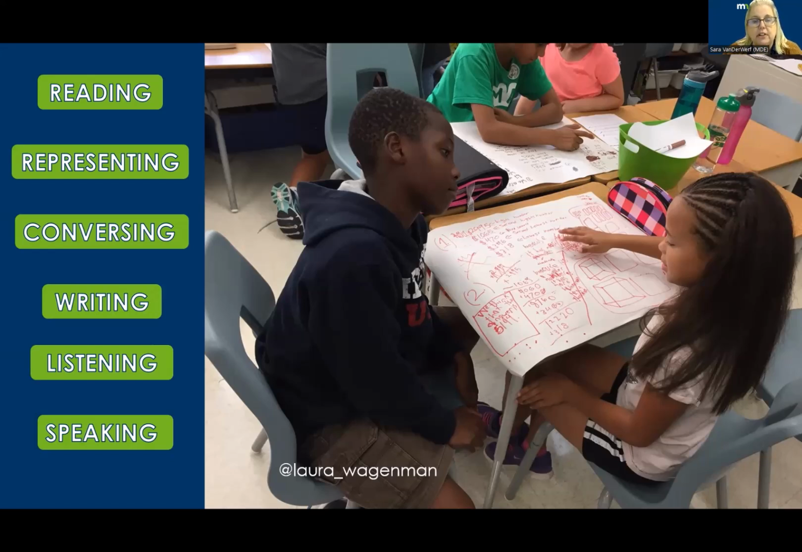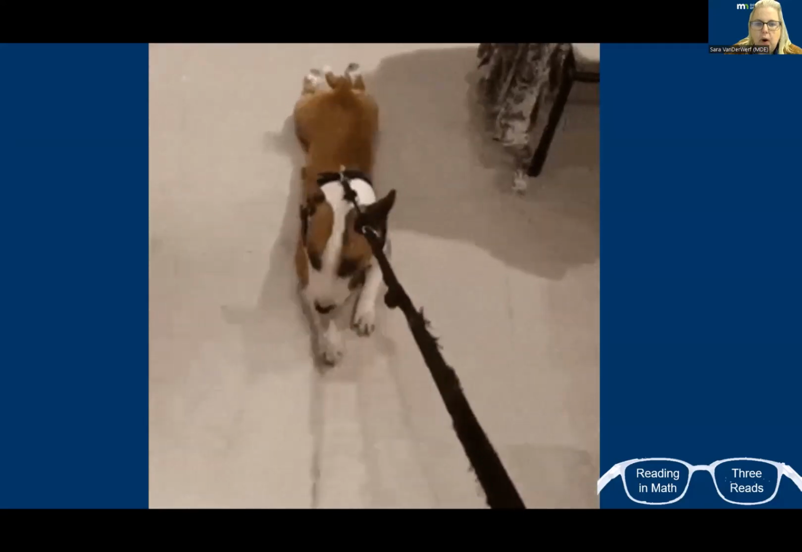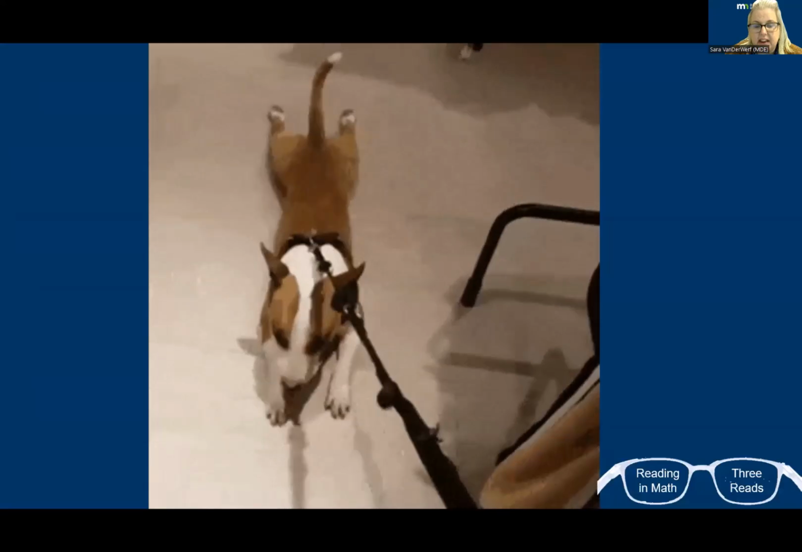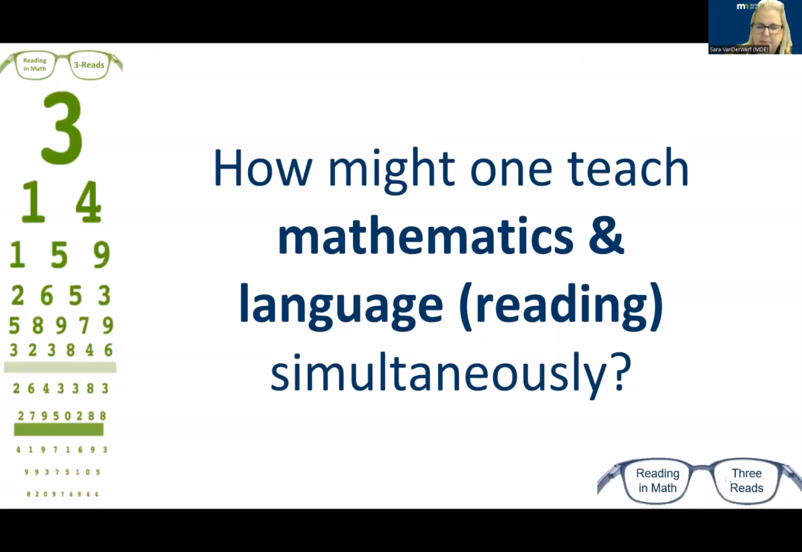What are each of you doing in your classroom to create the conditions so that students are developing their reading skills in the context of math, developing their writing skills in the context of math? Well, today we're going to just talk about one of those 6 modalities, and that is reading. What can we do to support readers in a mathematical context so that they're not just dragging themselves in? So let's think for the rest of this session how one might teach math and language, specifically reading, simultaneously.